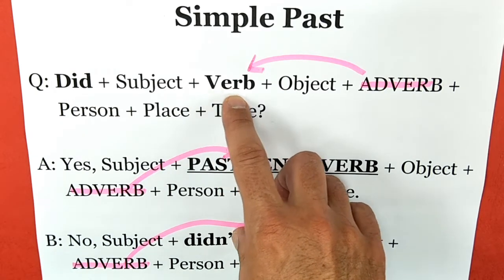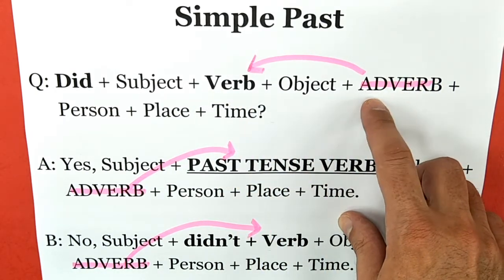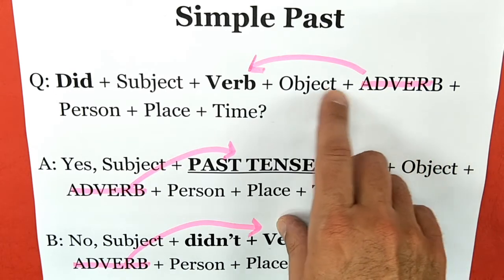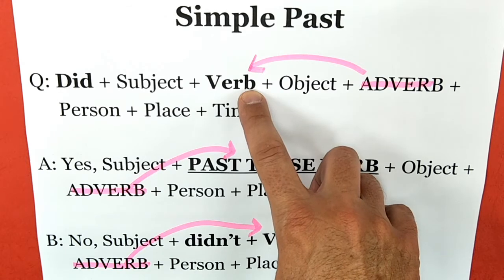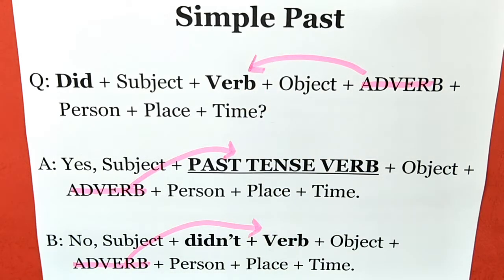Alright. In this homework we're going to be using an adverb. The adverb is going to describe how the verb happens or how the verb happened. Alright? It's very easy. It doesn't matter what the subject is. We always use did.